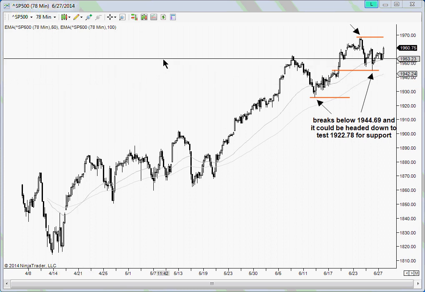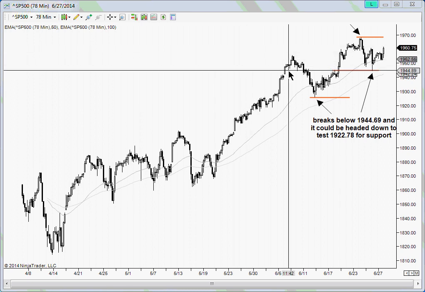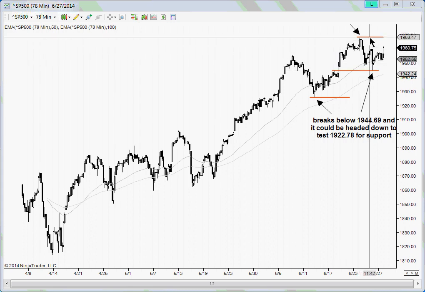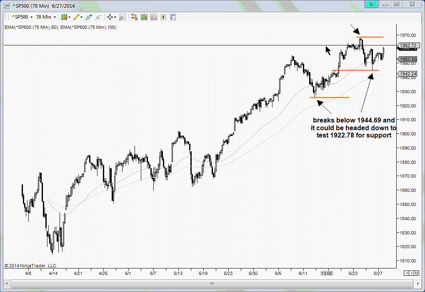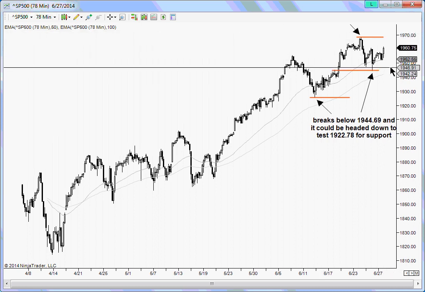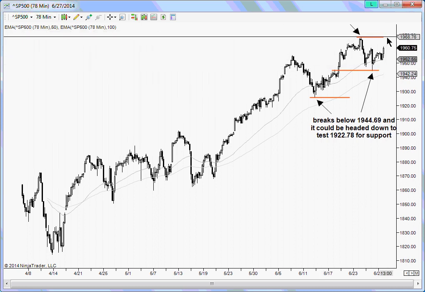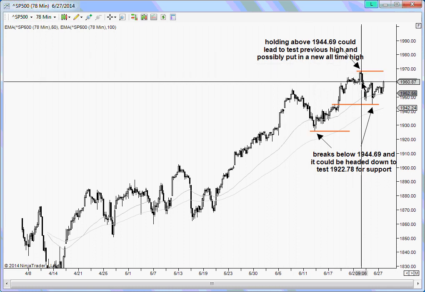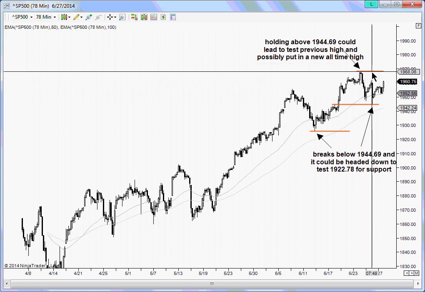The first is taking a look at the S&P 500. On this intraday chart I posted earlier in the week, we're basically looking at the possibility of coming down and testing this 1945 support, and the resistance up here, essentially the previous all-time high, which is somewhere around 1969 here. Right now we're looking at it continue to move higher, and possibly next week it might even come back up and test this all-time high, and possibly put in a new all-time high.